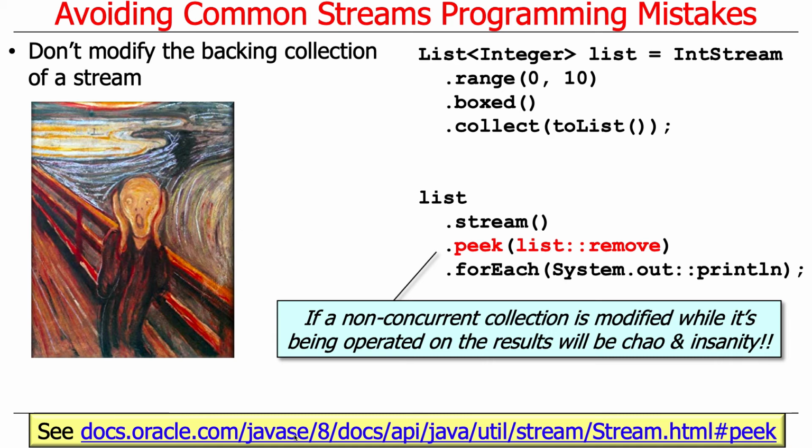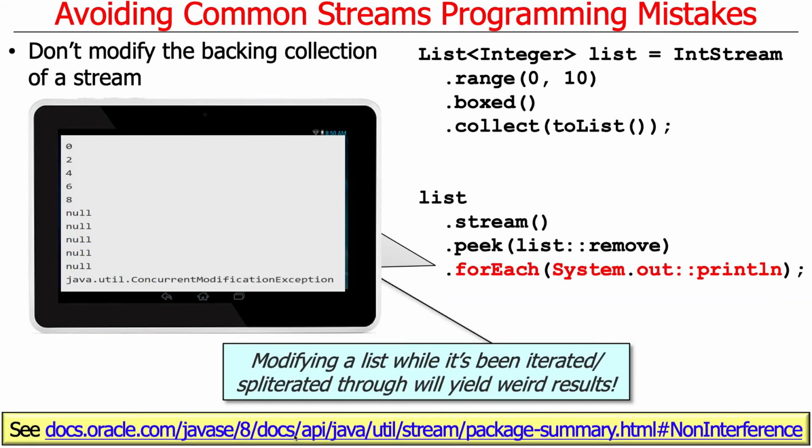So you'll probably get some kind of exception. Here's just one example of what happens when you run this. We're going to print out the results. And so we print out some results, and then we get a bunch of nulls, and we finally get an exception. And whatever happens, it's likely to be very weird. And it gets even weirder if you try to use parallel streams, because then it blows up even more bizarrely.